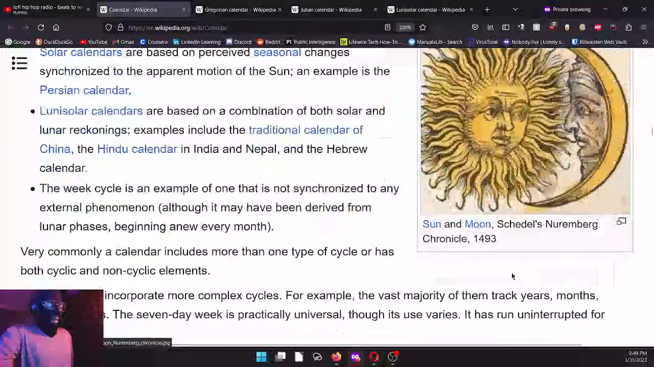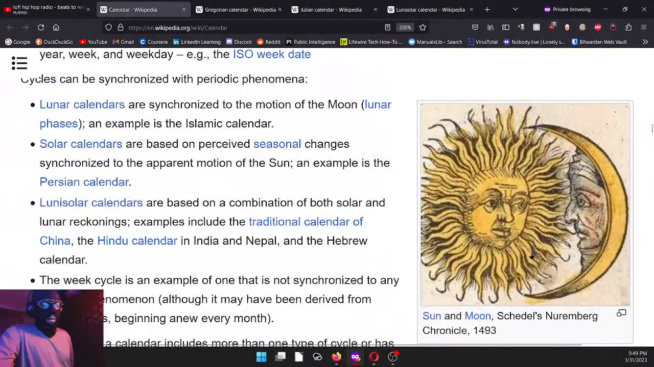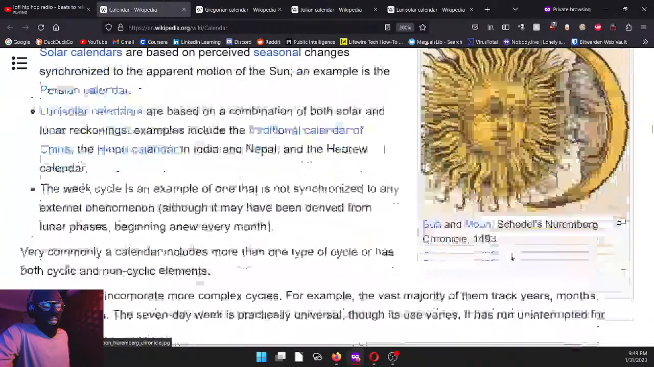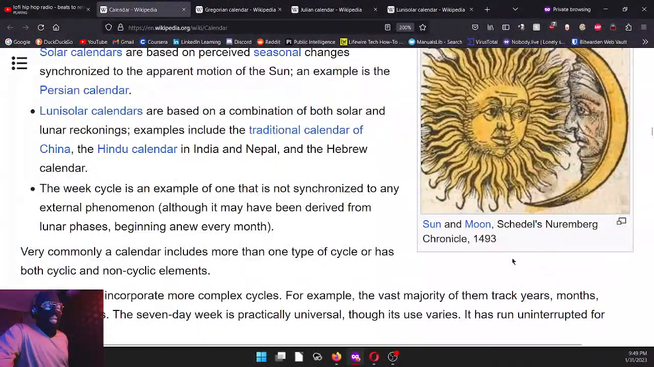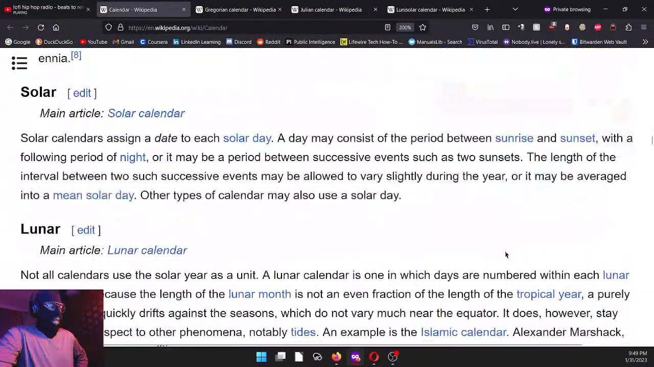Okay. And you have the sun and the moon. Schedel's Nuremberg Chronicle, 1493. This looks depressing. The fact that it was made around the time when the New World was actually discovered, then it looks not bad. It's not Middle Age art. Middle Age art looks downright creepy.